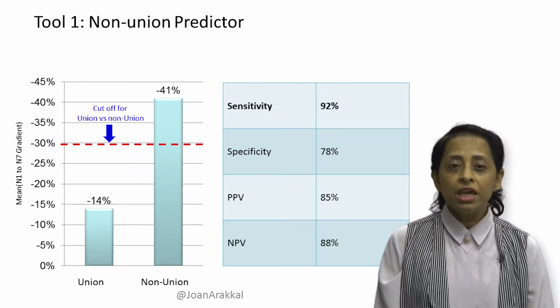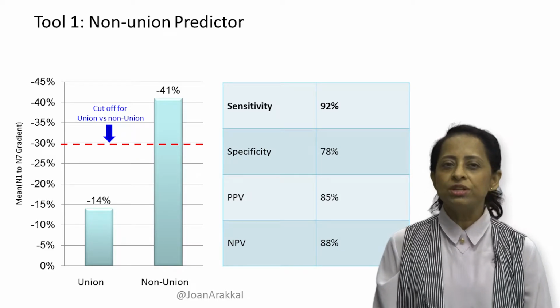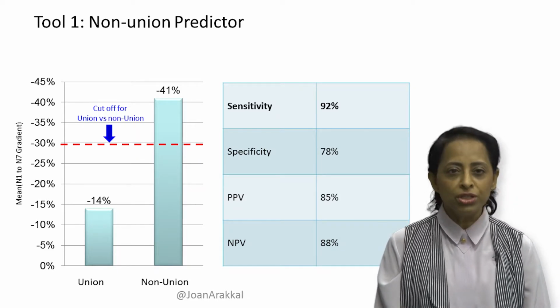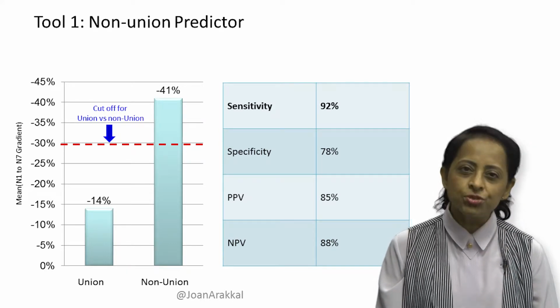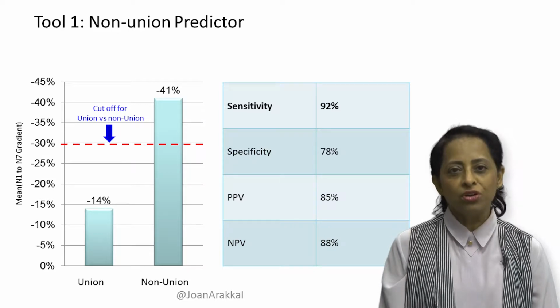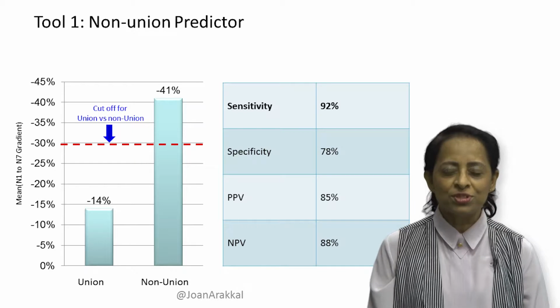So if we use -30% as the cutoff to distinguish between fractures headed for union and non-union, then this test would have a sensitivity of 92% in detecting scaphoid non-union. I will illustrate this technique with a case report.